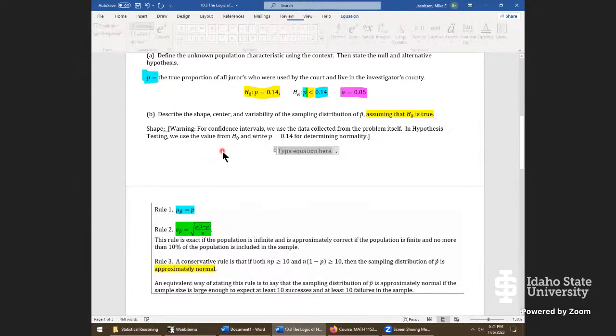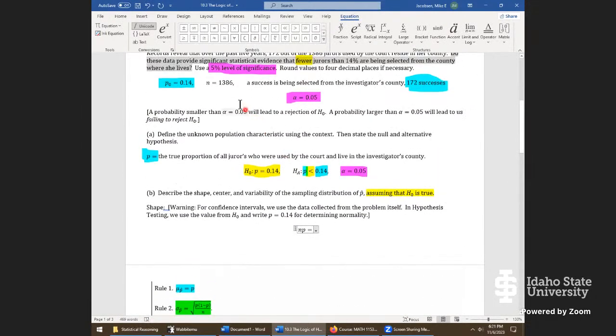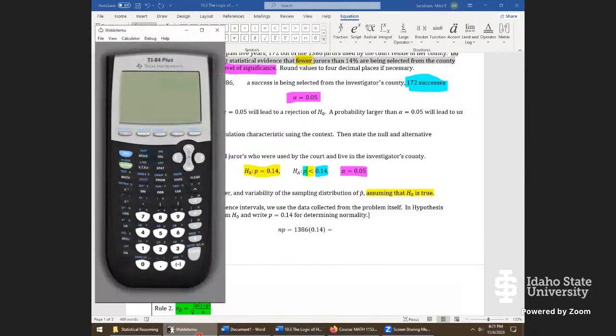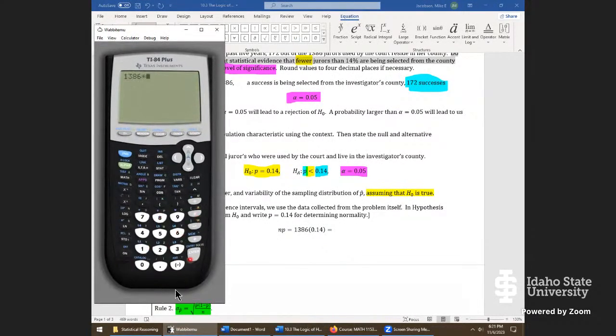So let's say here, n times p is going to turn into, let me scroll for just a moment. The sample size n is the 1386 we see here. It's multiplying at 0.14. That's a pretty fast computation. 1386 times 0.14 gives us 194.04 successes.